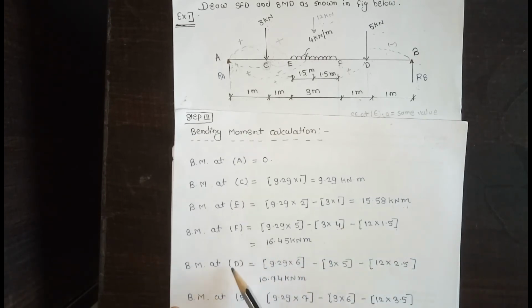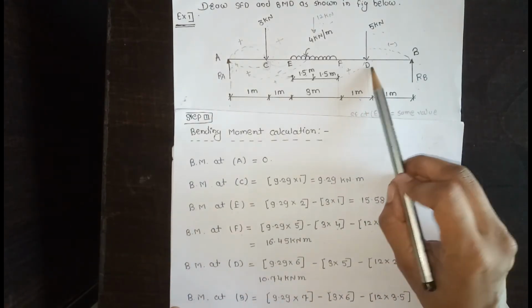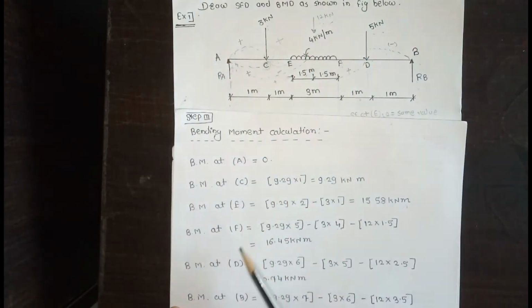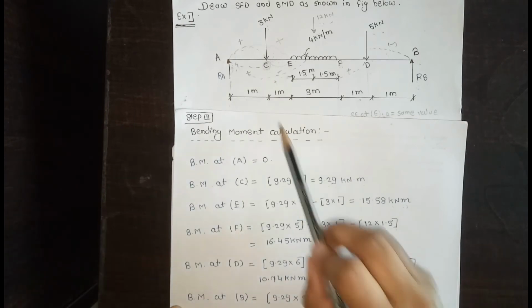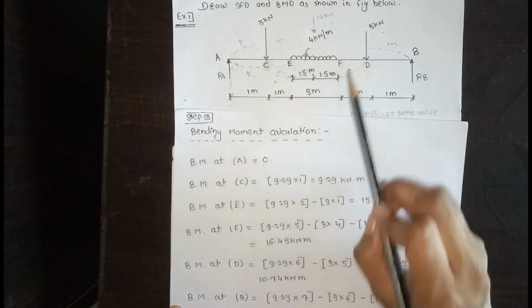The bending moment at point D. At point D, how many forces act in the left section? First, second, third. Only 3 forces. The first force is clockwise and the other 2 forces are anti-clockwise.